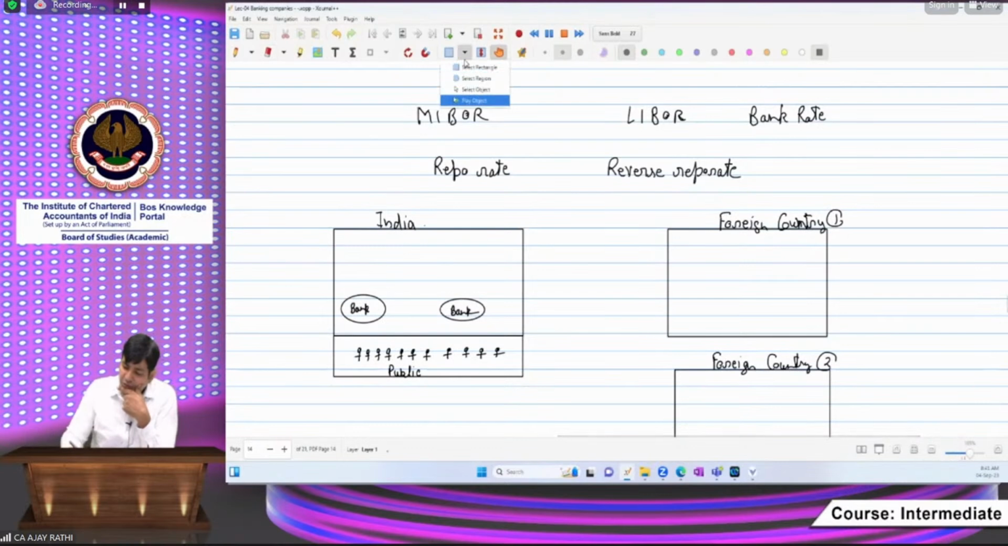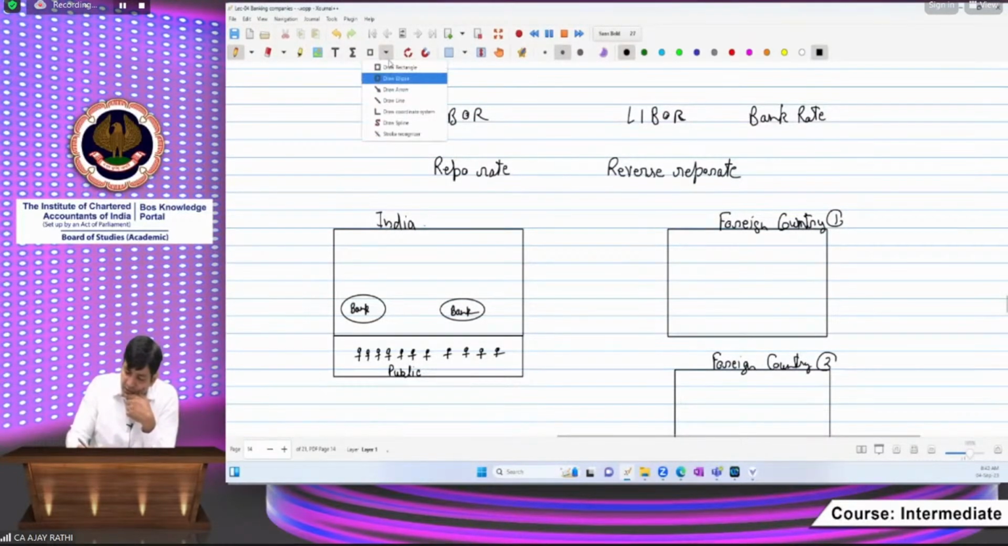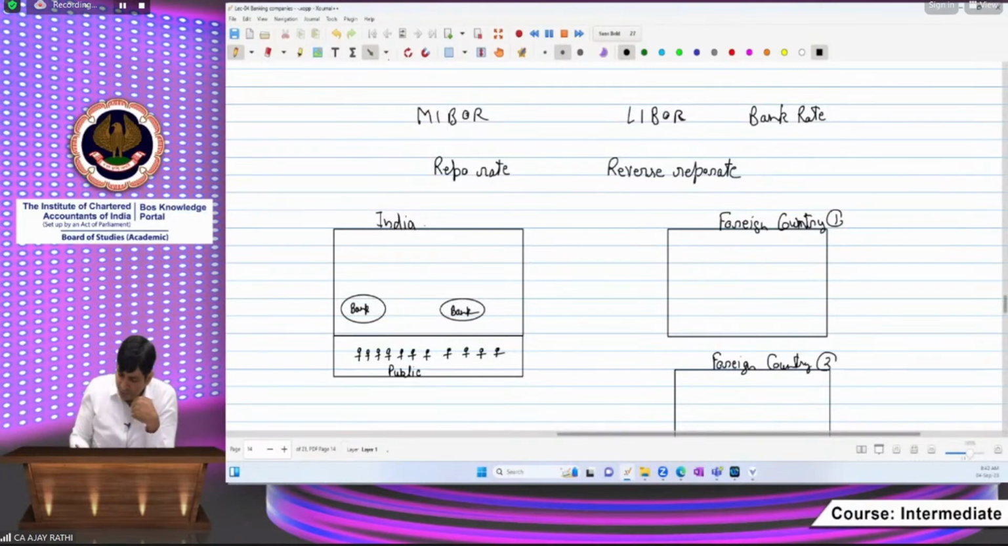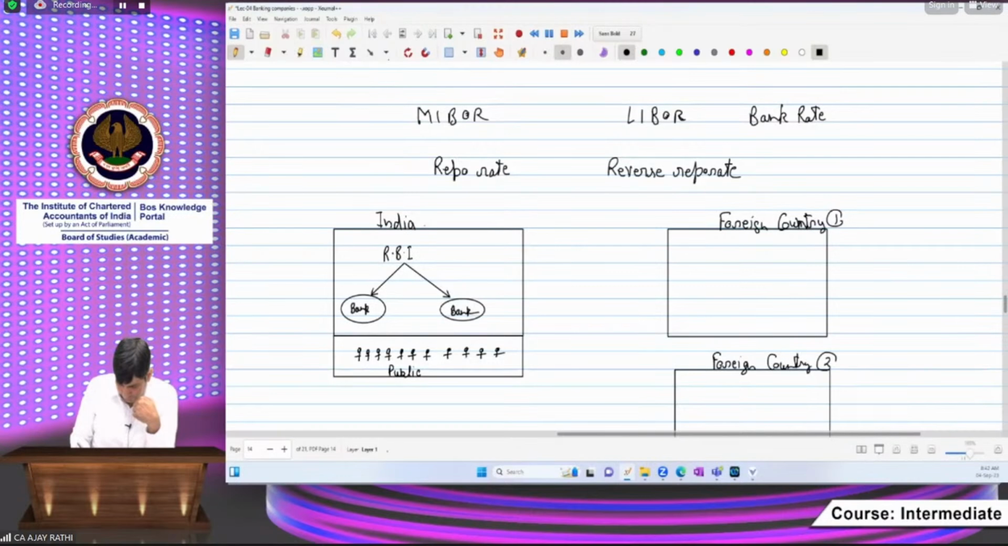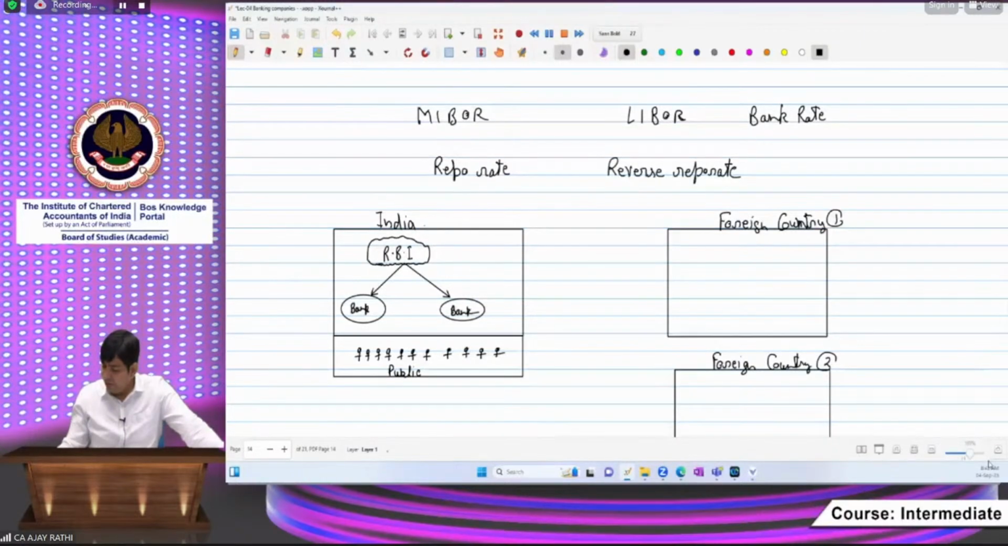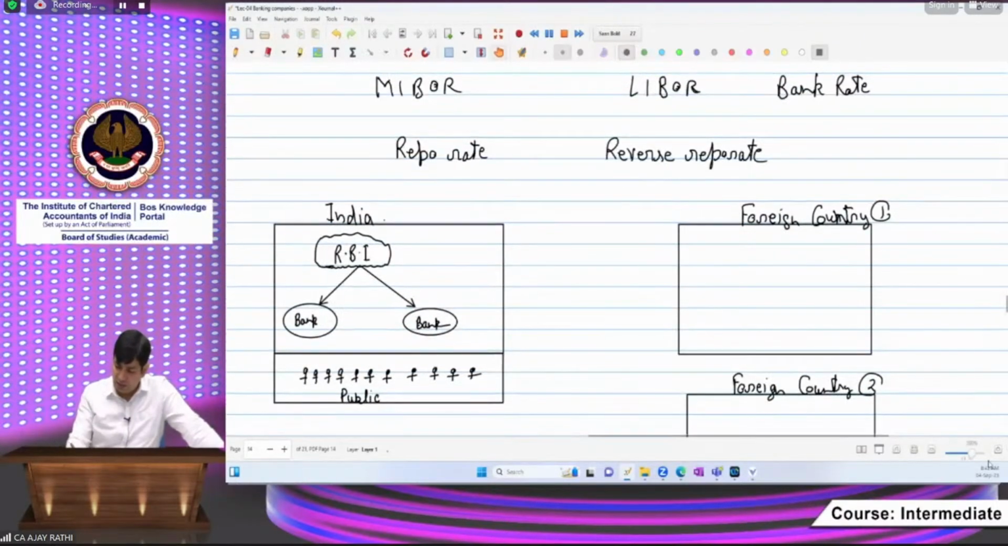The father of all the banks here is, of course, RBI, the Reserve Bank of India, which is governing all the banks in India. Now listen very carefully. Please put your pen down and understand first.